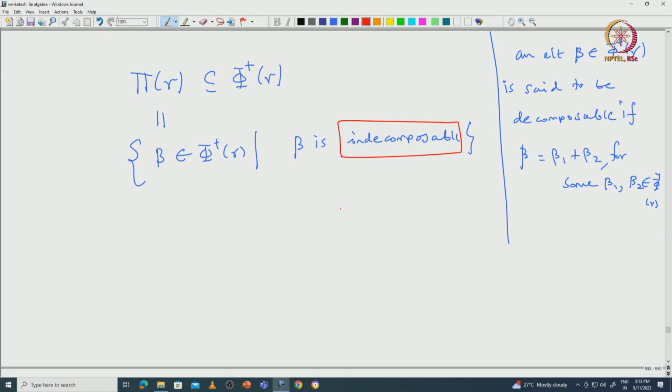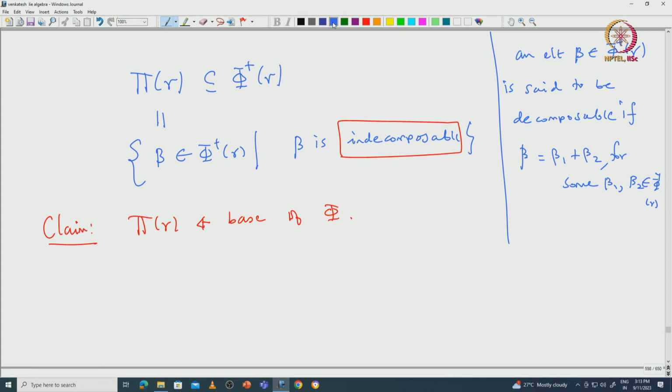Since phi plus gamma is a subset of phi and phi itself is finite, that forces phi plus gamma to be finite. Since it is a finite set, using some standard argument you can see it must have indecomposable elements. Now you take all these indecomposable elements in phi plus gamma. What is our claim? This will be a base. This is our claim: this pi of gamma is indeed a base of phi.